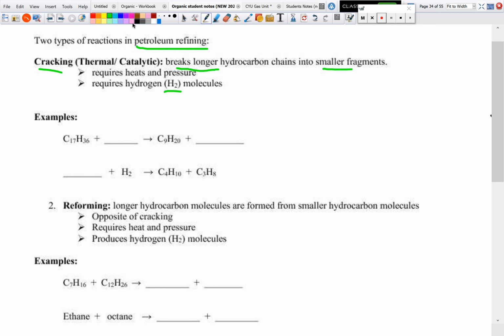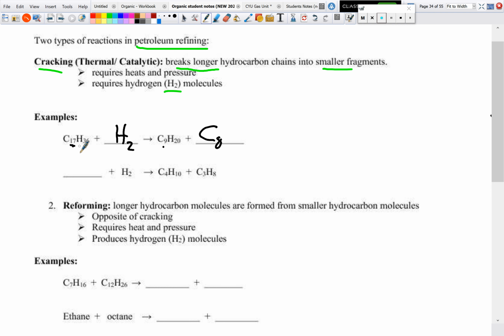You're going to notice you have a cracking reaction if you see a very large hydrocarbon chain like C17H36, right? So you can tell this one's very large. If we add heat, pressure, and hydrogen gas, we're going to split it. So this one splits into C9H20 and this unknown product right here. All you need to do is make sure the math equals out, right? If we know one hydrocarbon chain is C9, or 9 carbons, the last one should be 8 carbons long, because 9 plus 8 should equal 17.